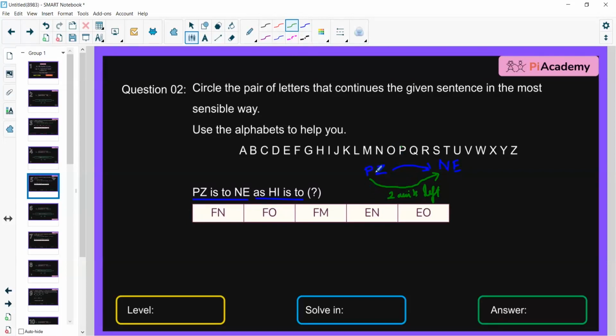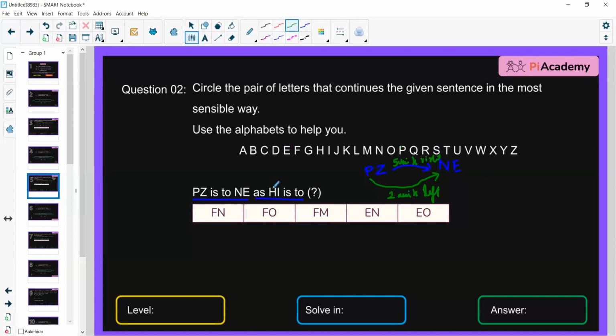Now, what is happening from Z to E? Yes, can anyone tell me what is happening from Z to E? Yes, Taya? It's moving forward. Yeah, this is our Z, then this is our E. It's moving forward 5. How many alphabets? This is Z, so 1, 2, 3, 4, and 5. Right? So it's 5 units. So from P to N, which is the first alphabet in the pair, it is moving 2 units to the left.